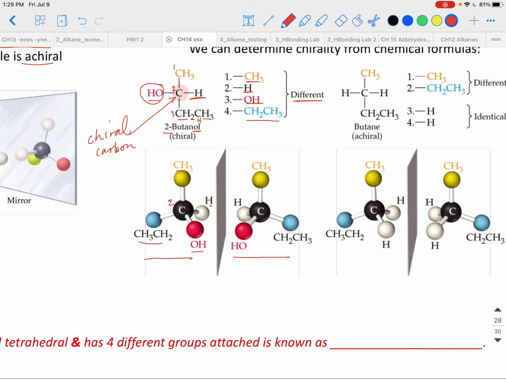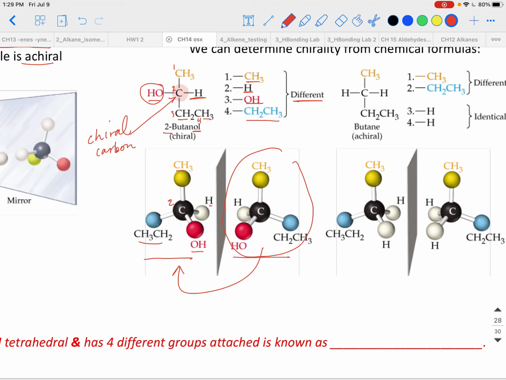And no matter how you twist this molecule, if you scooted this over and tried to line it up perfectly with the molecule right here on the left, you could not get the white, red, blue, and yellow spheres to line up perfectly, no matter how you twisted it. Okay, so it's chiral for that reason.